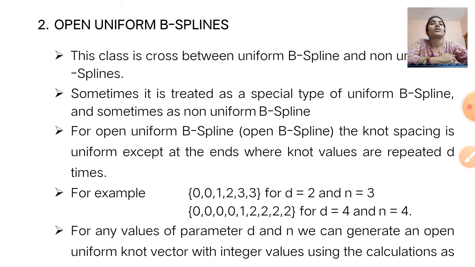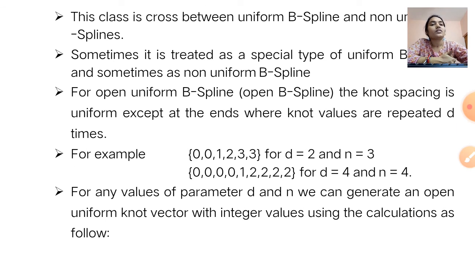Okay, in this way. So for example, 0, 0, 1, 2, 3, 3 in this way. That means if the number of control points is 3, then the degree is equal to 2. That means the number of control points minus 1 is the degree. So here the values are repeated how many times? Repeated d times. That means 2 times they will be repeated.